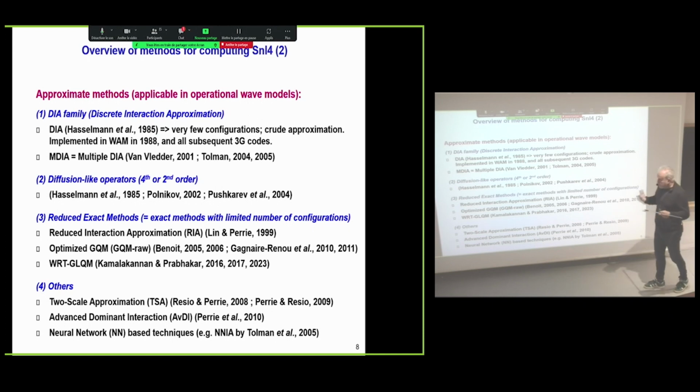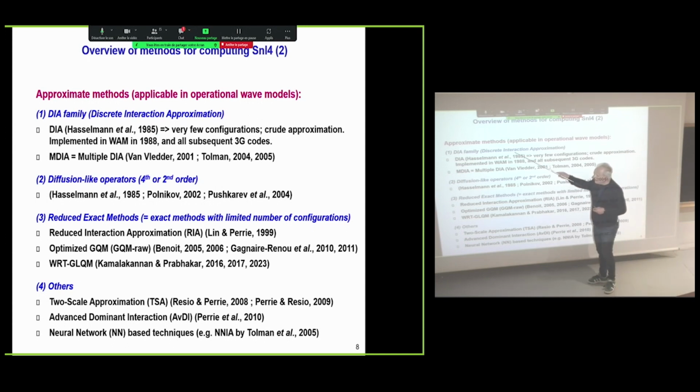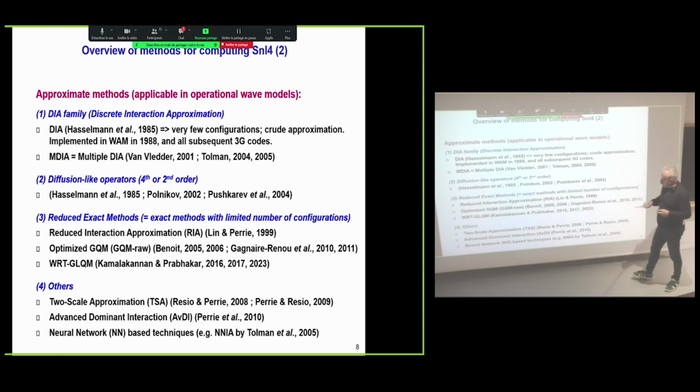For that, we have more approximate methods that can be employed, including the methods from the DIA family, the discrete interaction approximation. I will come back to that later. So the original DIA has been the driver of all the wave models we are currently using, due to its simplicity and its efficiency. It can be improved by considering several DIA type configurations with the MDIA. And then I will speak about diffusion type operators that were introduced by this author.